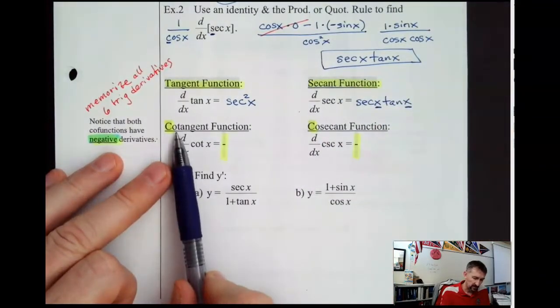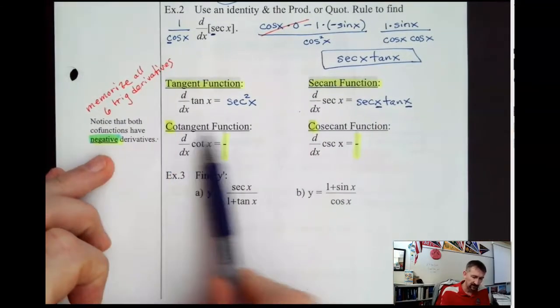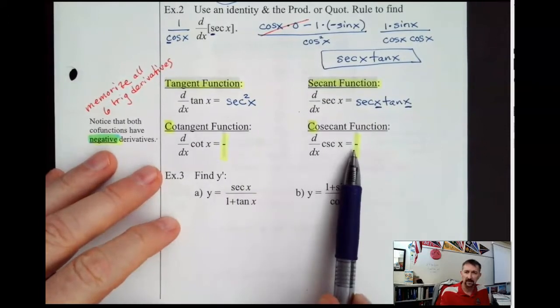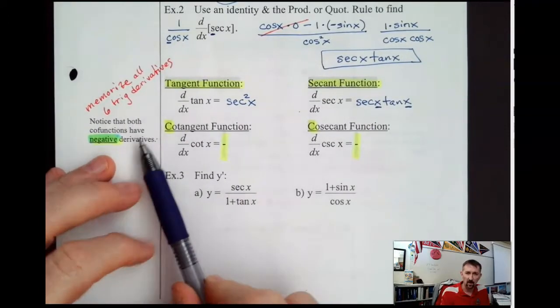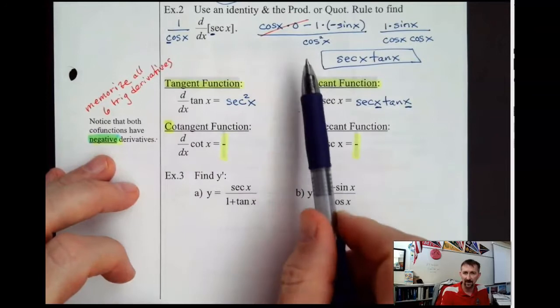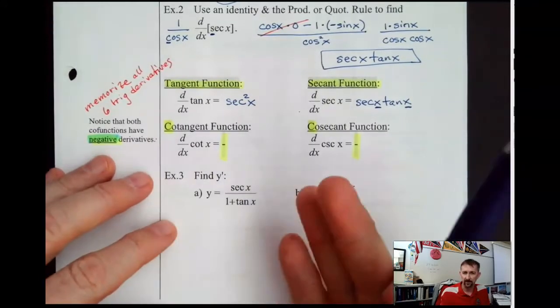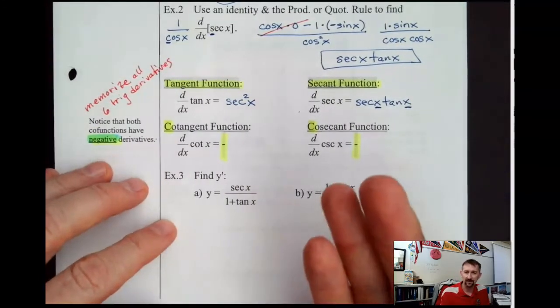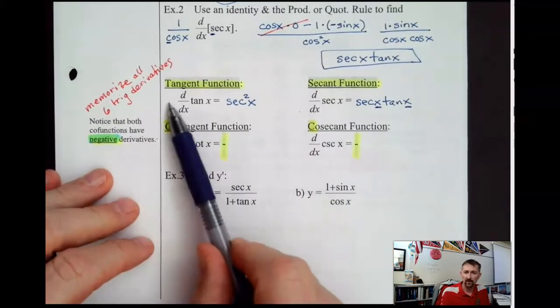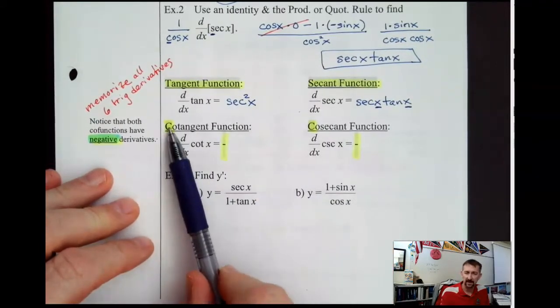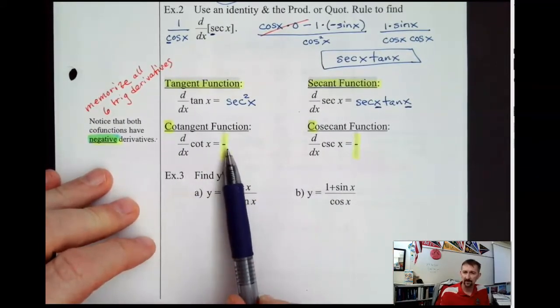So first of all, all of the co-functions have negative derivatives. So that's easy to remember. This says both, but actually cosine also. The derivative of cosine is negative sine. So all of the trig functions that start with the letter C have negative derivatives.